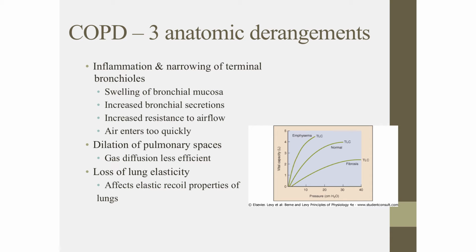All right, so because COPD is two things combined, essentially, we've got our bronchitis plus the emphysema, we're going to see a whole bunch of changes associated with this. So three things that we'll see all the time. Inflammation and narrowing of terminal bronchioles. And if you remember the anatomy, the terminal bronchioles are another name for non-respiratory bronchioles, so bronchioles that are not associated with alveoli.